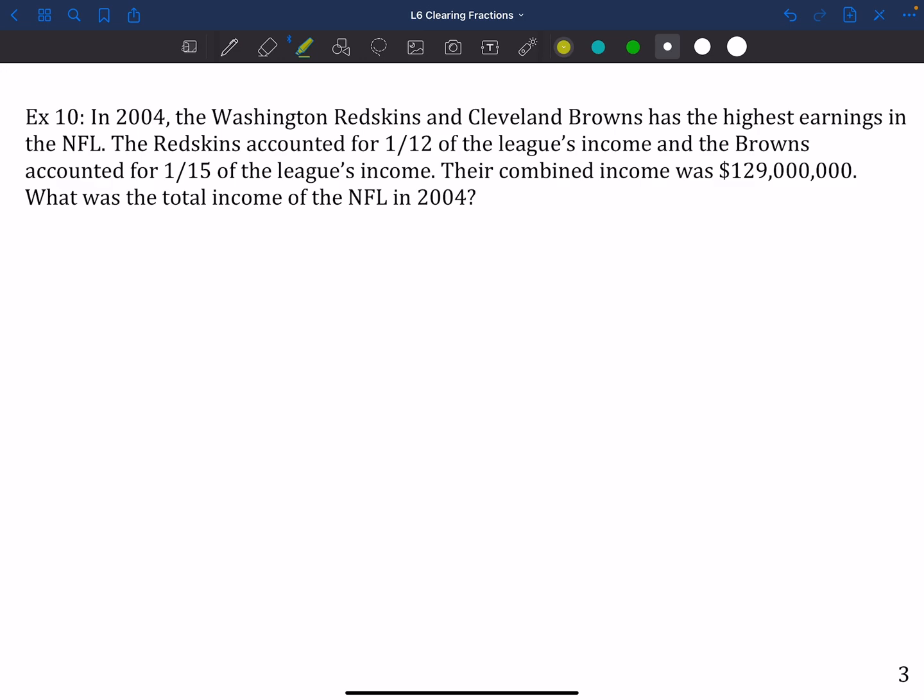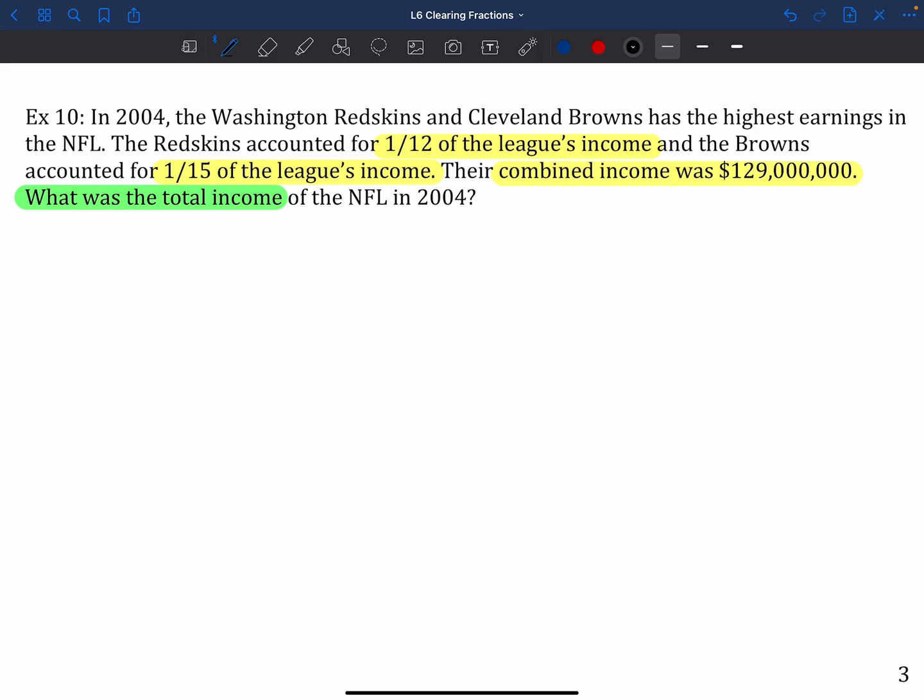All right, so you know me with word problems. We're going to read through one more time and kind of highlight important stuff. So 2004, highest earnings. The Redskins accounted for 1/12 of the league's income. The Browns accounted for 1/15 of the league's income. Their combined income was $129 million. Right? And what we're asked to find out is what was the total income of the NFL in 2004.